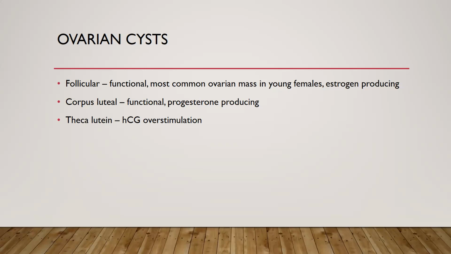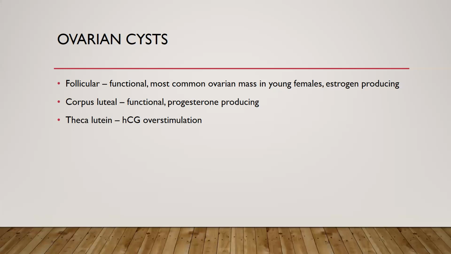A corpus luteal cyst is also a functional cyst. It's failure of your corpus luteum to involute after ovulation. This one will produce extra progesterone. So whereas your follicular produces estrogen, your corpus luteal will produce progesterone. Typically, this will also resolve spontaneously.